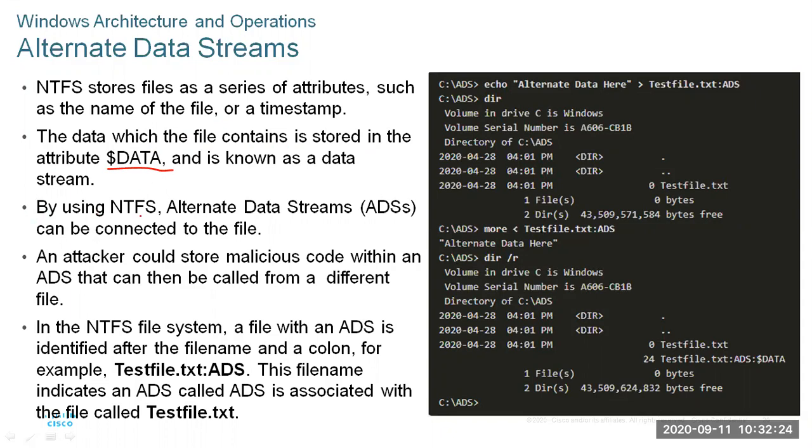By using NTFS, alternative data streams (ADS) can be connected to a file. So an attacker could store malicious code within an ADS that can be called from a different file, and this is the security aspect that we need to check.